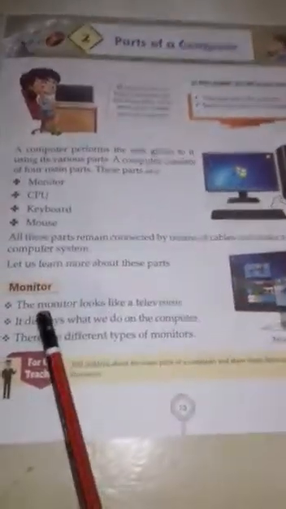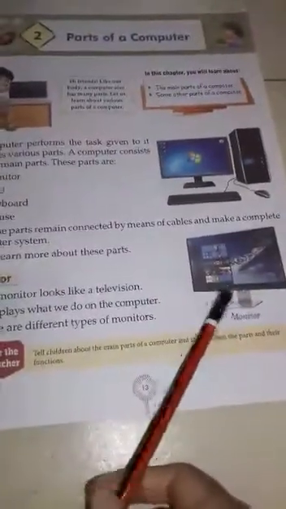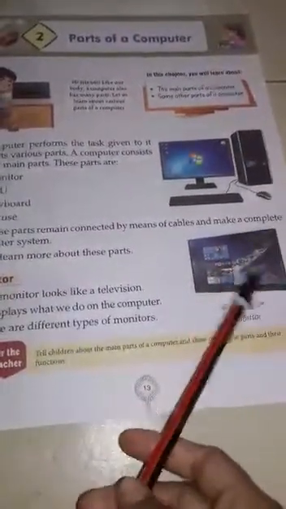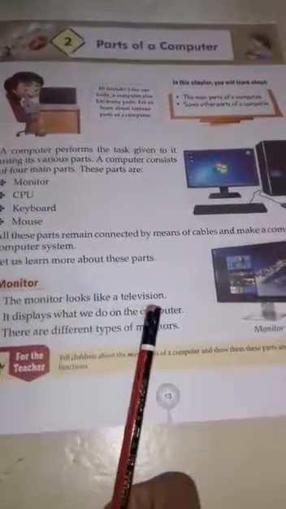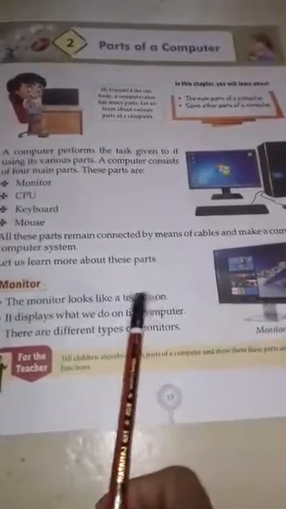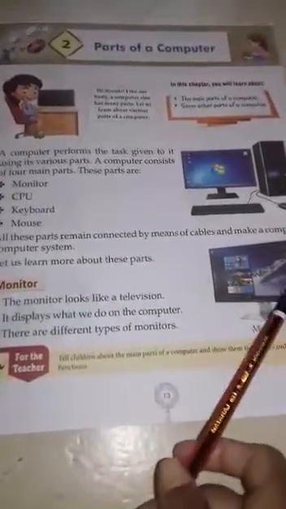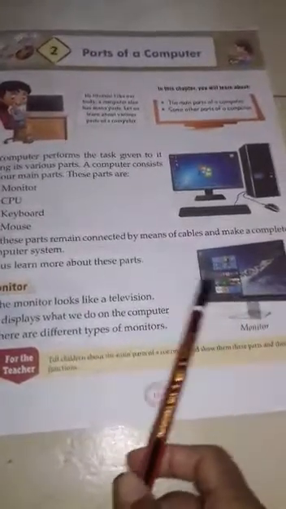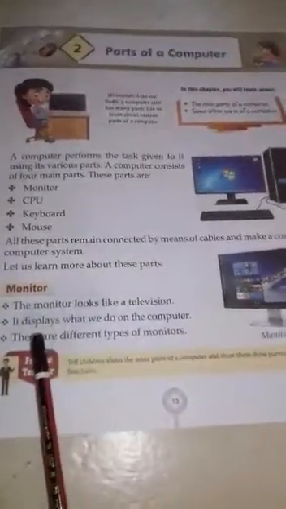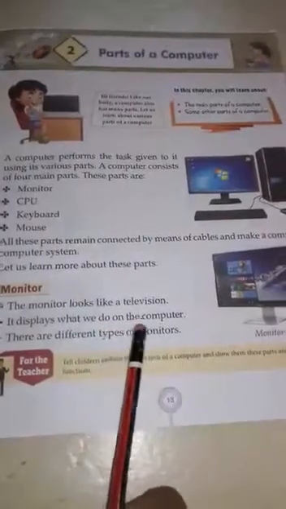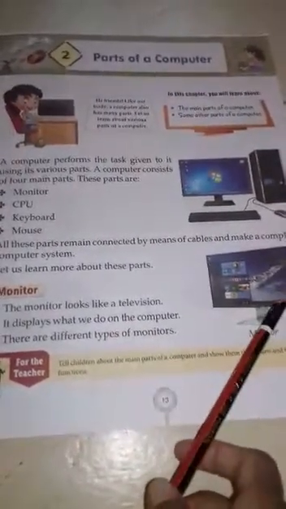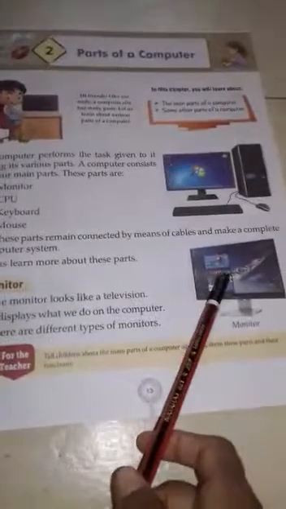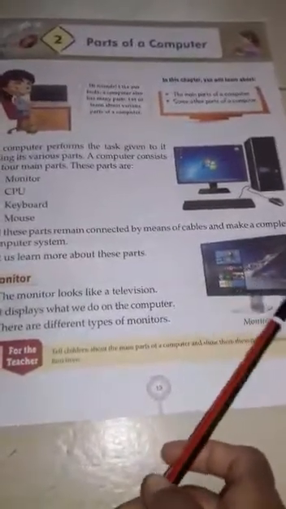The first part is our monitor. This is your monitor. You must have seen it in your computer lab or in your house or in some other places. So how does it look, children? Do you have a television in your house? The monitor looks exactly like your television screen. It displays what we do on the computer. Children, its work is that it shows us the result of what we do on the computer.